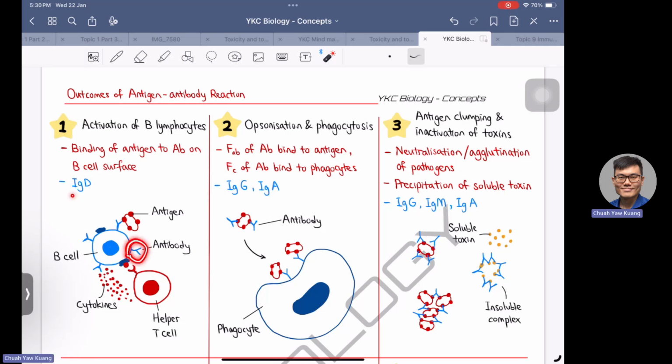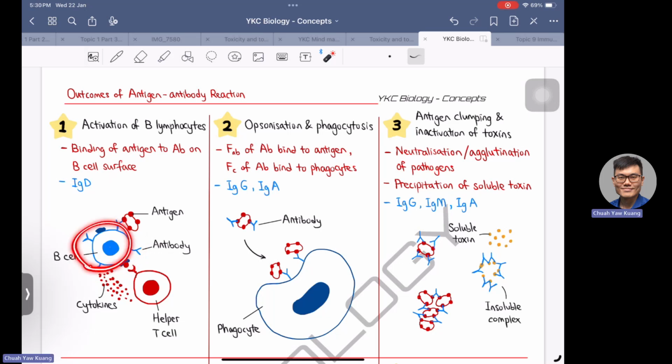Antibody like the IgD class that occurs on the surface of the B cell can act as the receptor for the B cell to recognize the antigen on the foreign body or the pathogen. The binding of this antigen to the antibody on the surface of the B cell will activate the B cell and thus enable the B cell to undergo clonal selection.